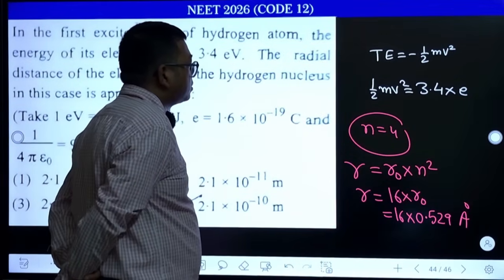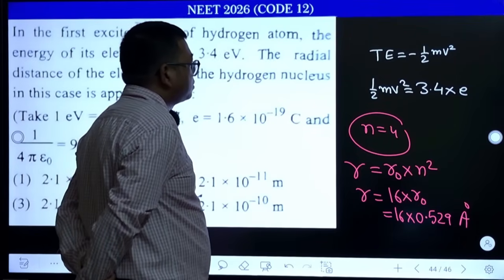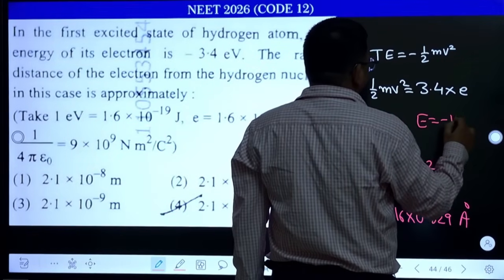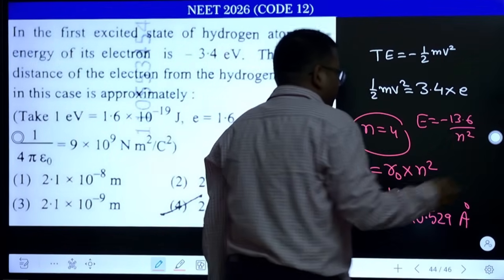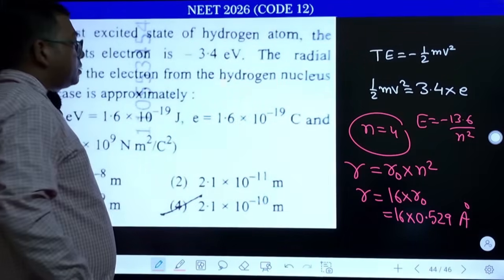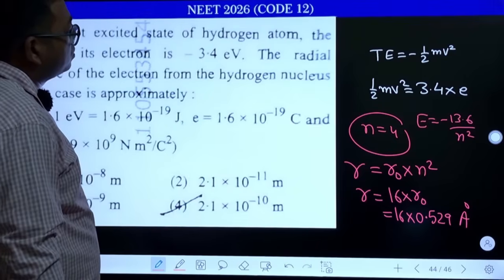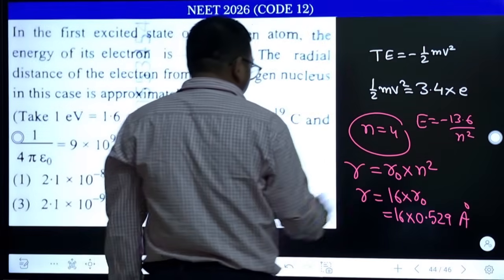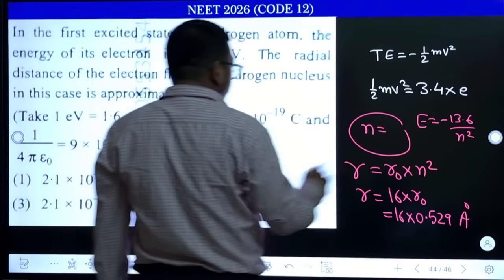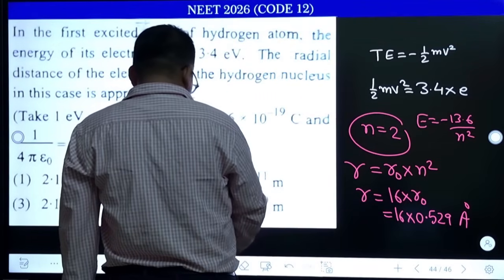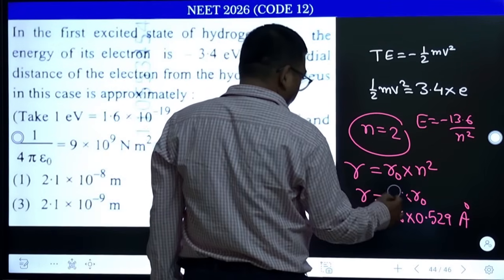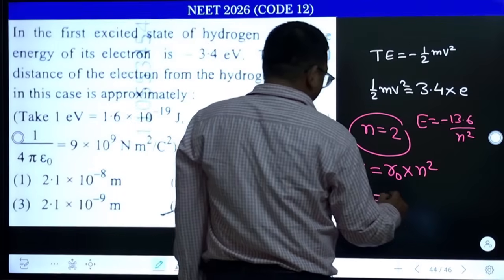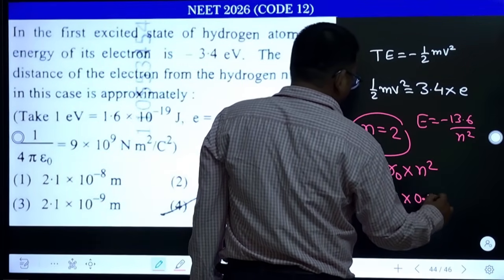Can we do that? So the total energy is minus 13.6 by n square. n must be 2, sorry. n must be 2. That's why it has become 4, right? So this will be 4. 4 times of this you do. Check out how much it will become. 4 times 0.529 angstrom.